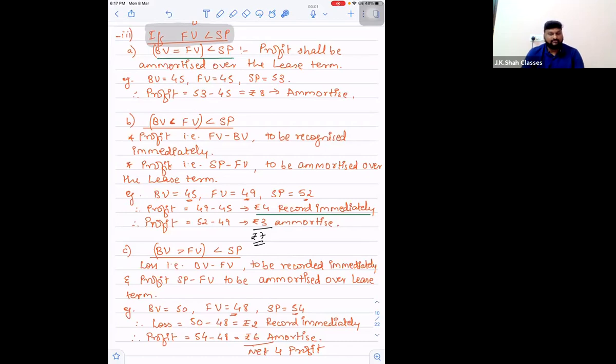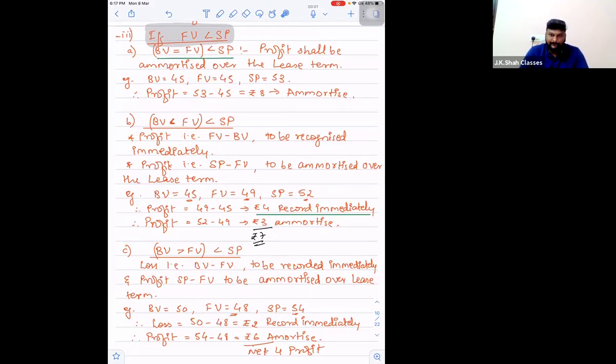Right? So technically what is profit? So profit is always selling price minus book value. Right? So selling price minus book value, 8 rupees. And sir, the difference between fair value and selling price is also the same, 8 rupees only. So technically the entire 8 rupees shall be amortized over the lease term. So say lease term is 4 years. Write off this 8 rupees in 4 years. That is 2 rupees per annum you have to write off. Correct? That is the first situation.